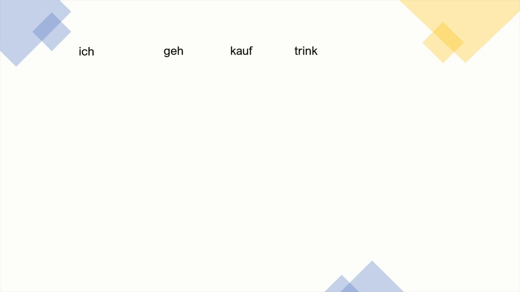Gehen, geh; kaufen, kauf; trinken, trink. And if your subject is I, or ich, you will just have to add E at the end. And that would make it ich gehe, ich kaufe, ich trinke. And for the du, you just have to add ST at the end. So we have du gehst, du kaufst, du trinkst.